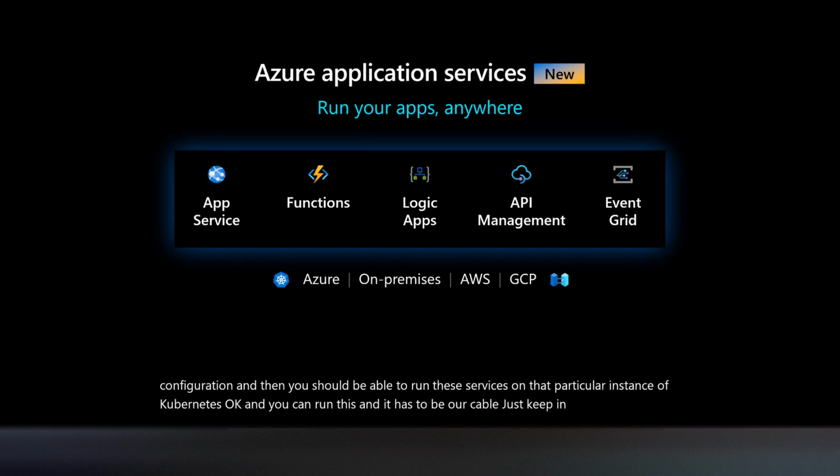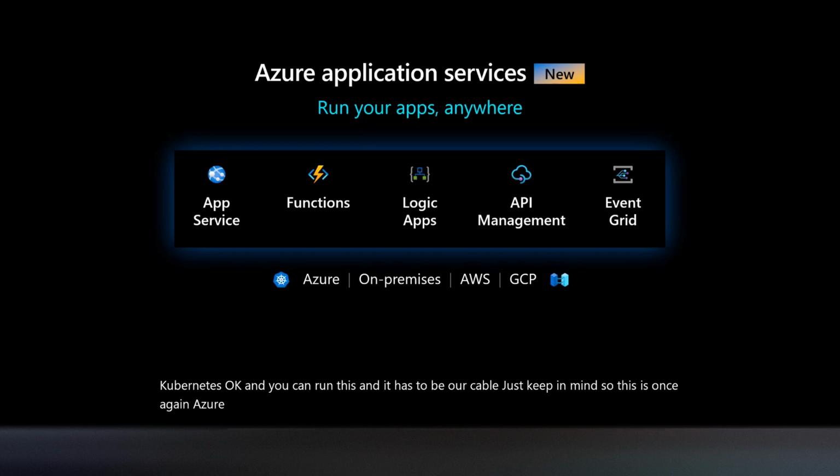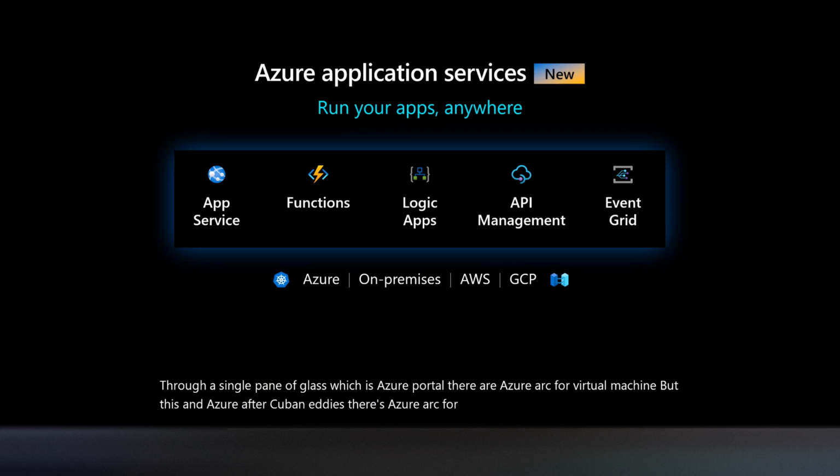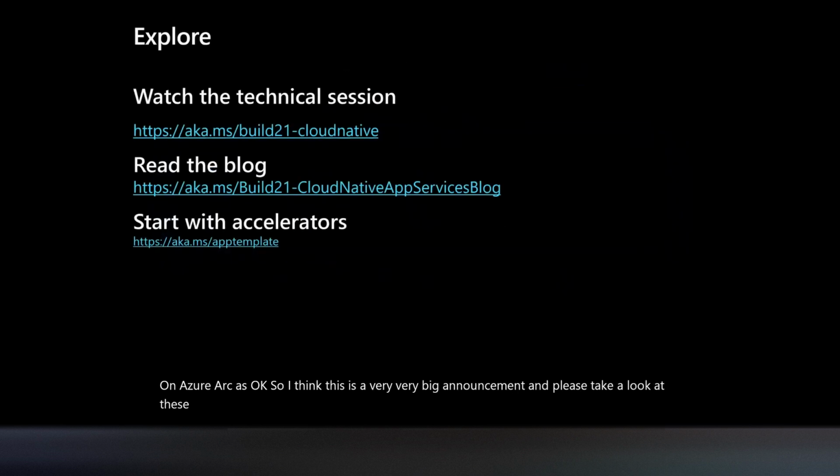Just keep in mind, Azure Arc basically allows you to manage on-prem resources through a single pane of glass, which is the Azure Portal. There is Azure Arc for virtual machines, Azure Arc for Kubernetes, and Azure Arc for data services as well. This is taking it to the next level, where now you can run these application services on Azure Arc as well. I think this is a very, very big announcement. Please take a look at these resources. We will probably do an Azure Power Lunch session specifically focused on this topic, with a deep dive on how you can set it up and run it.